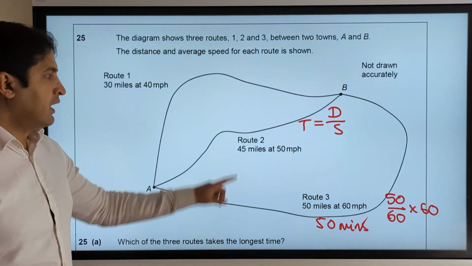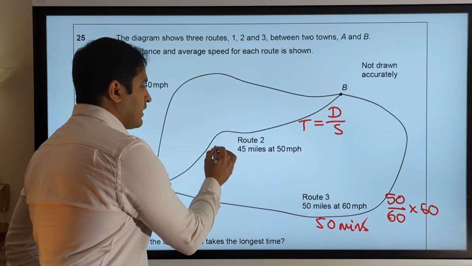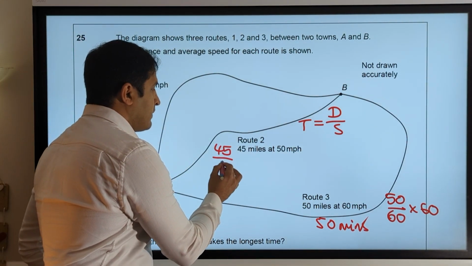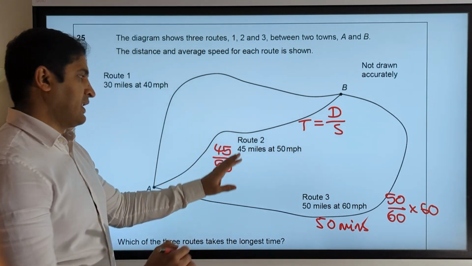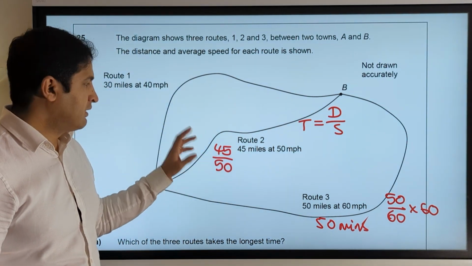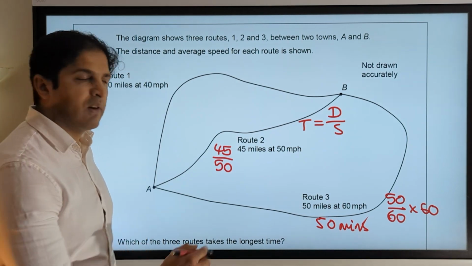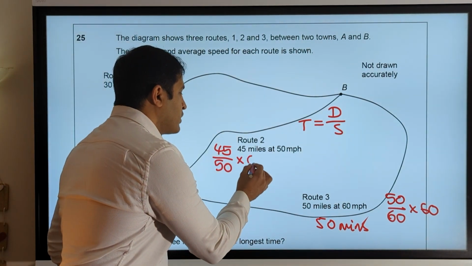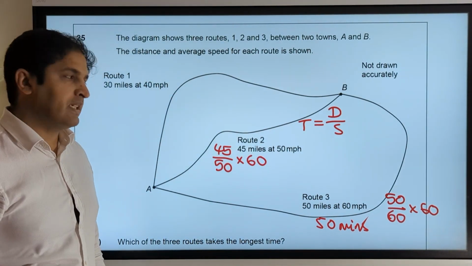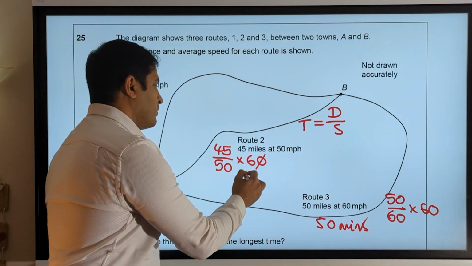Okay. Route 2, I need to do the same thing. 45 divided by 50. That's how long it will take, of an hour. 45 over 50ths of an hour. But if I wanted to change it into minutes, I need to multiply by 60. Okay. So again, I can do that.